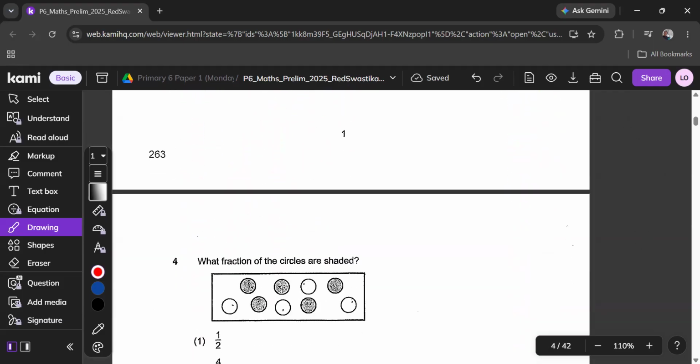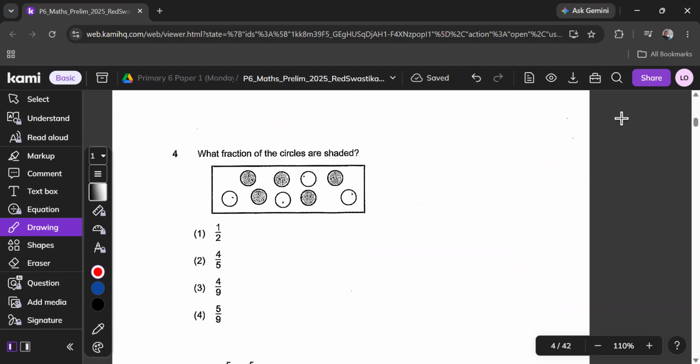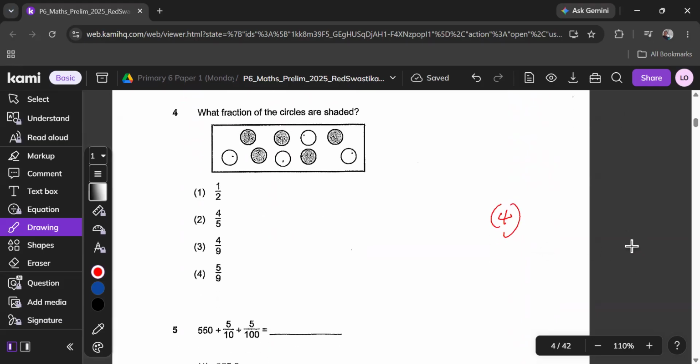Let's go on already. Question number 4, the answer will be number 4. All right, question 4, how do we get number 4? What fraction of the circles are shaded? So the denominator is all the circle. So you count the circle. 1, 2, 3, 4, 5, 6, 7, 8, 9. And how many are shaded? 5 over 9. Very simple.